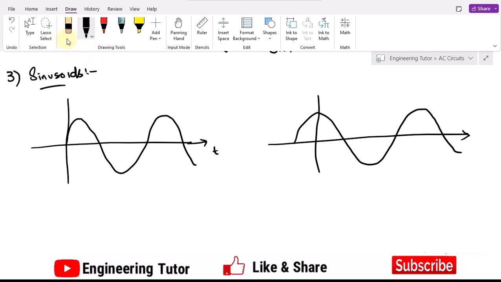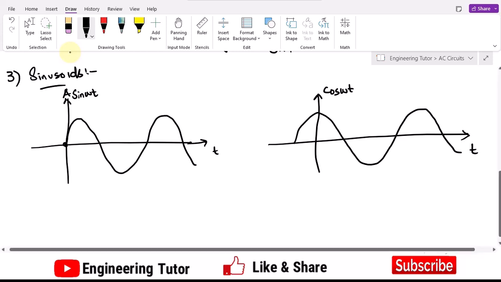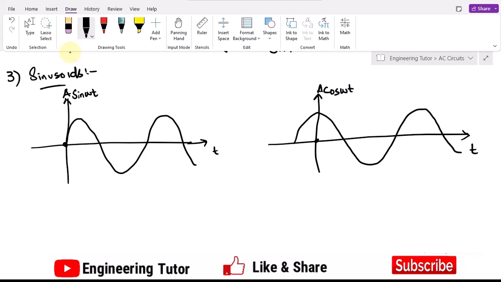You can see the difference here, because at the 0 instant the value of my sine wave, if this is sine of omega t and this is cos of omega t, where this is t and this is t as well. Okay, and the amplitude they have is A. Okay, so you can see that it starts from 0, while at the 0 instant the cosine has the maximum value. So there is a 90-degree phase shift between sine wave and cosine wave.